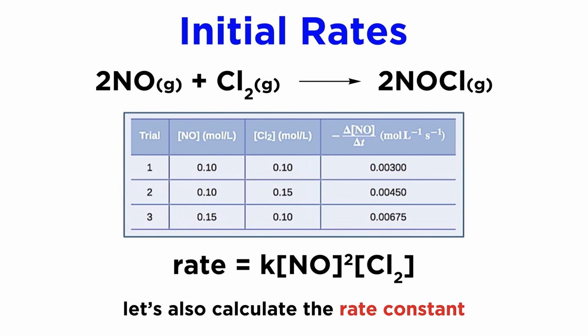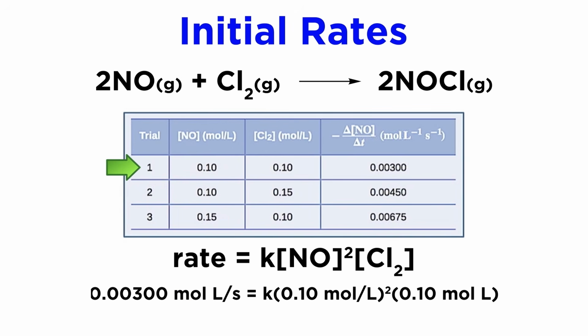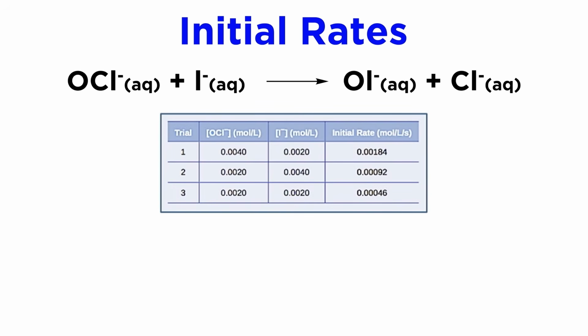We can even use the rate law and the initial rates data to calculate the rate constant K. We simply have to plug in data from any of these trials and solve for K. Let's arbitrarily use the data from trial 1, do the arithmetic, and we will get this value for K. Let's try just one more example.